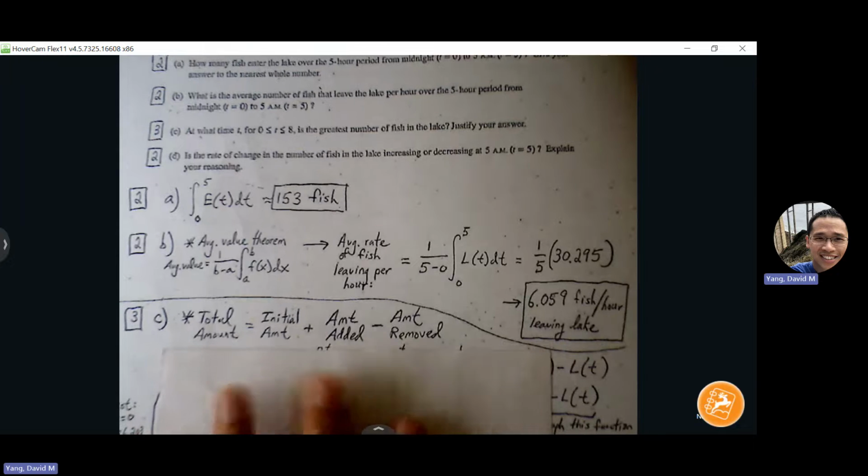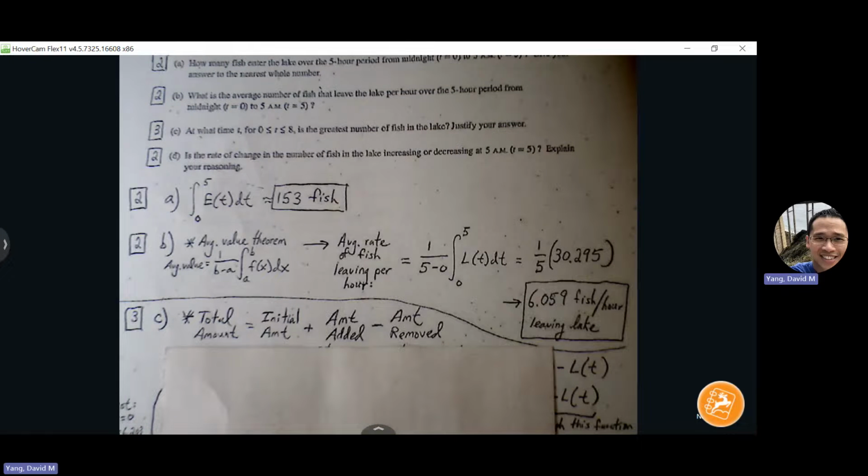So the formula that we're going to eventually use is this rate in, rate out formula. If I want to find the total amount of anything, I have to consider three things. How much is there to begin with? How much has been added? And then subtracting how much has been removed. Okay, so we have those three.